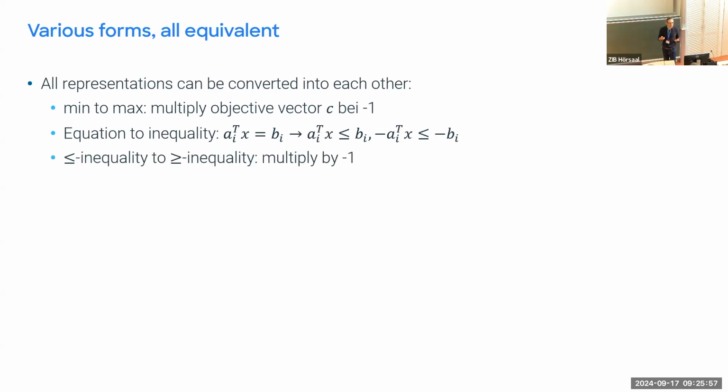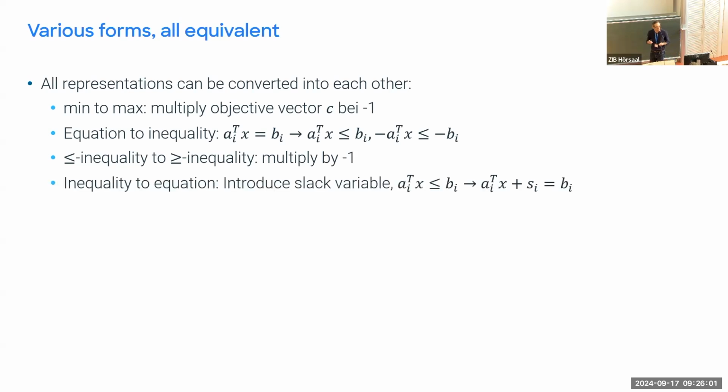If you have an inequality, you can turn less than or equal to into greater than or equal to. You can also turn an inequality into an equation by just adding a variable. We call this a slack variable, plus s_i. And then the equality here is equivalent to the inequality if we demand that s is 0 or greater, s greater than or equal to 0. Yes, then this is equivalent.